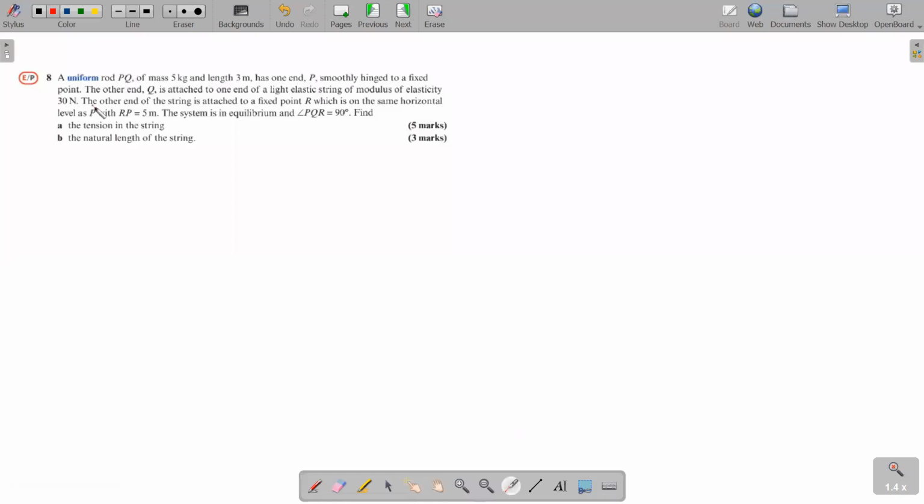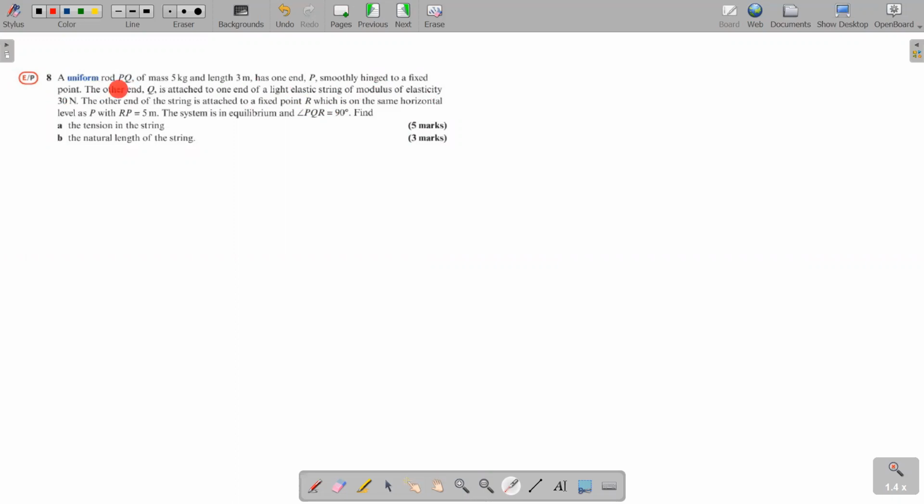Okay, so we'll move on to question number 8. A uniform rod PQ of mass 5 kilogram and length 3 meters has one end P smoothly hinged to a fixed point. The other end Q is attached to one end of a light elastic string of modulus of elasticity 30 Newton. So can you see what's happening?